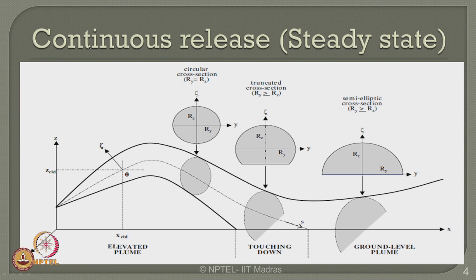Now, you can see here the continuous release model, which is a plume model set as a steady state model. From the release point, this is the center line of the plume model. It is initially assumed to have a circular cross section where Rz and Ry are taken to be equal, where Rz is along the vertical z axis and Ry is along the axis normal to the propagation of the plume model. When it touches the ground, at what we call the touching down zone, it is truncated because the momentum is conserved. Therefore, Ry expands compared to Rz, and we call this a truncated cross section.